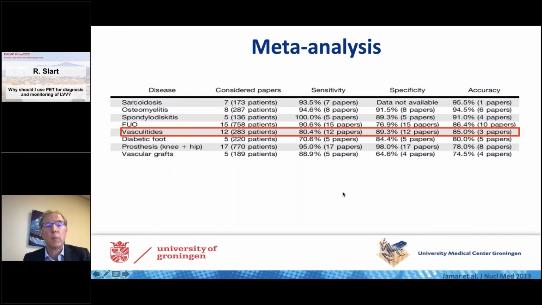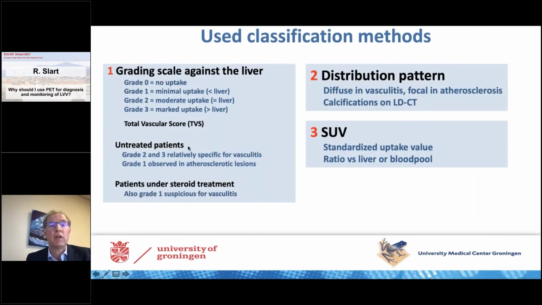So what is the performance of PET in GCA? It's from 80 to 90%. This is the way of scoring. We score from grade 0 to 3. We compare it against the liver. You can add all the scores per segment into the vessel score. Grade 2 and 3 is actually specific to vasculitis. Lower grades are mainly due to atherosclerotic activity.